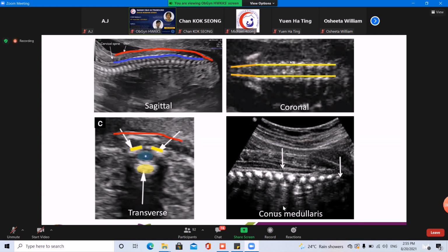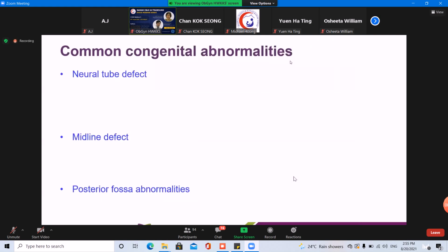A very important structure that you have to examine is this conus medullaris here. You can see the central canal, and then the spinal cord, and you can see that the spinal cord ends here. This area is called the conus medullaris, and its level is usually situated at or above L4. Anything above L4 is normal, below L4 is abnormal. And you can also see this cauda equina here.